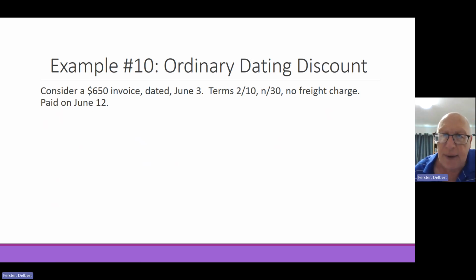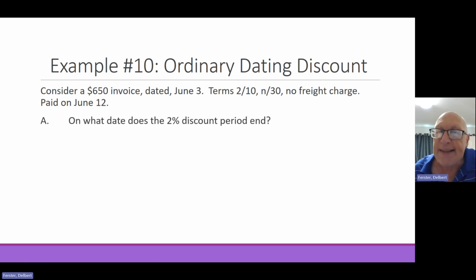So the date on the invoice is the 3rd, and we're prompting a payment on the 12th. First question, at what date do we end our discount period? In effect, if we're going to snag that 2%, we can wait till what day on the calendar? Well, if you see up there, it's 10 days. 10 days from June 3rd should take us to June 13th. So when the slide clicks, I'm going to guess it says 13 of June.